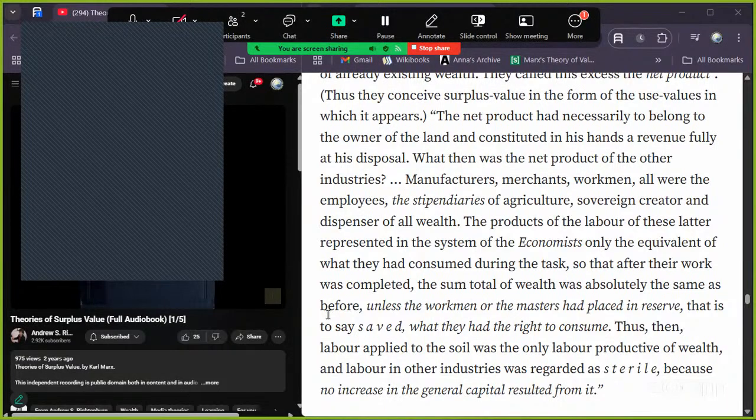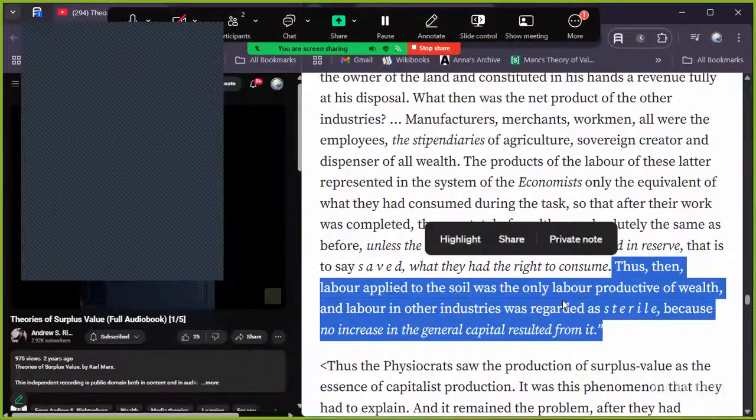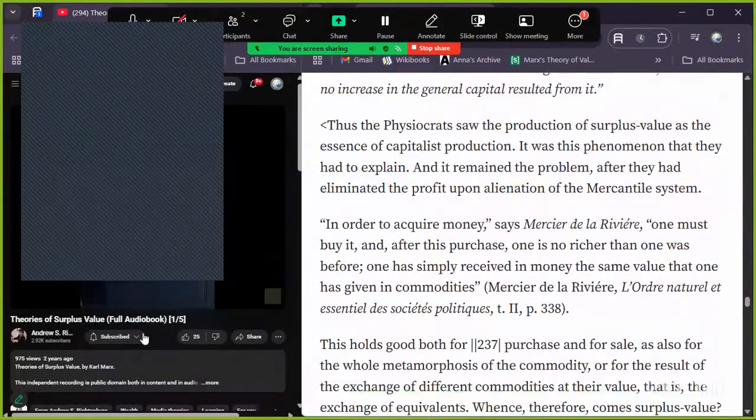Thus then, labor applied to the soil was the only labor productive of wealth, and labor in other industries was regarded as sterile because no increase in the general capital resulted from it. End quote. Thus the physiocrats saw the production of surplus value as the essence of capitalist production. It was this phenomenon that they had to explain, and it remained the problem after they had eliminated the profit upon alienation of the mercantile system.